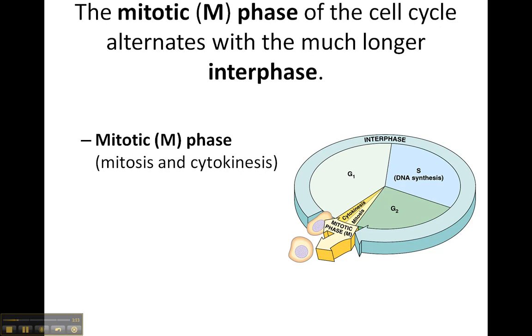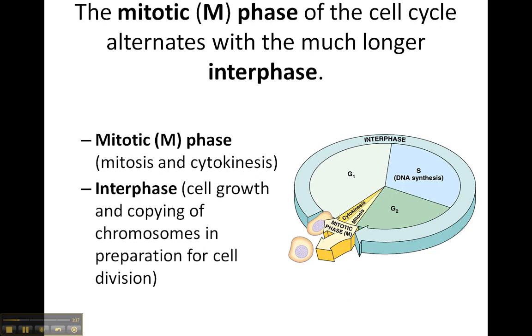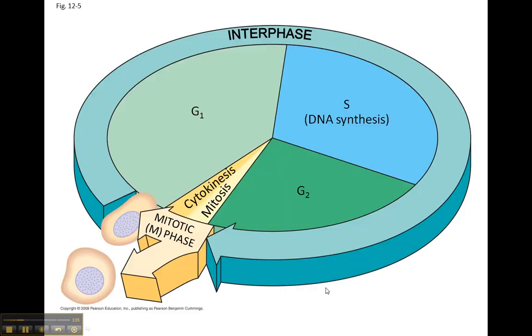So the M phase consists of mitosis and cytokinesis. Interphase consists of cell growth, copying of chromosomes, and basic preparation of the cell for cell division. And I want you to notice on this image again, interphase is all of this, and mitosis is just this small little piece of the pie. Here it is in a larger view.